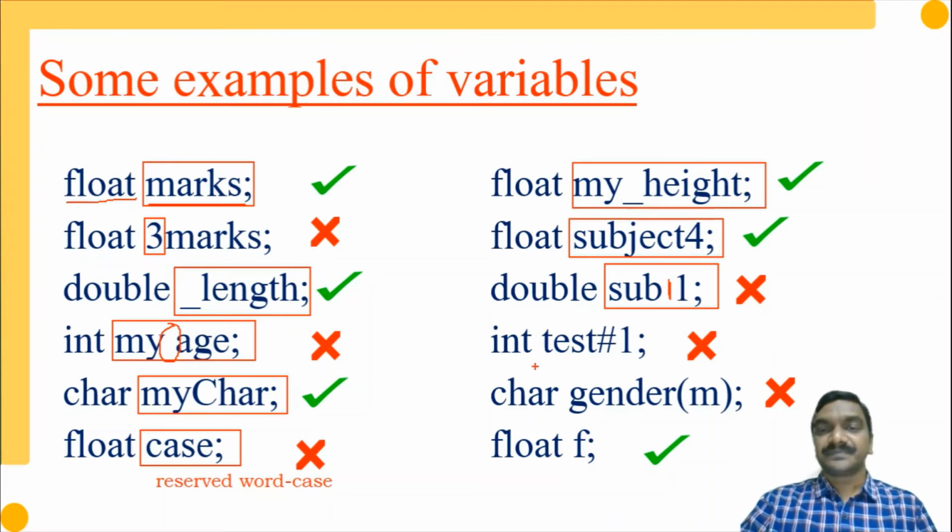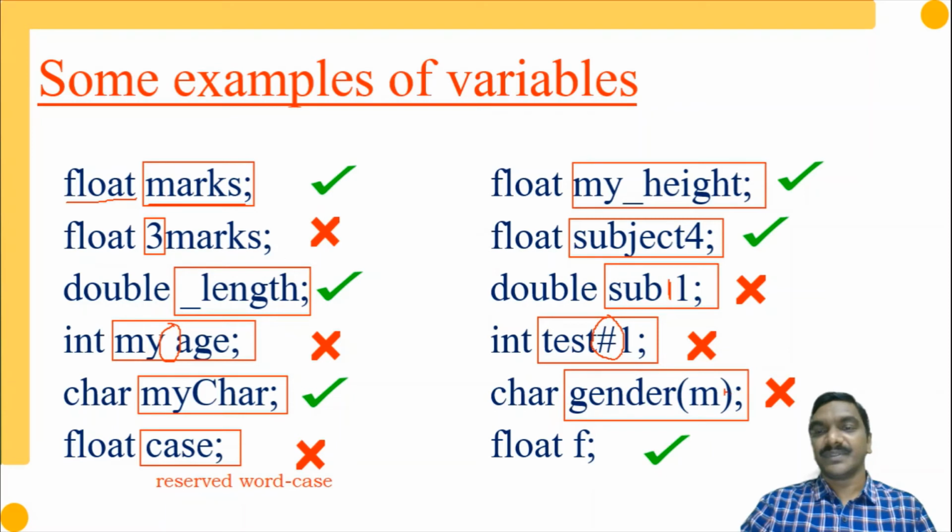Next one, int some#test1, can you give like this? No, because these special characters are not valid. Then char some(gender)m, what is wrong in this? Here this is wrong, we should not use any parenthesis like this. Then float f, can we give a single letter? Yes, no problem. So these are some of the examples of variables.